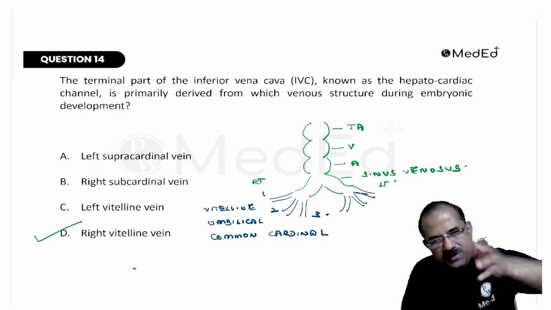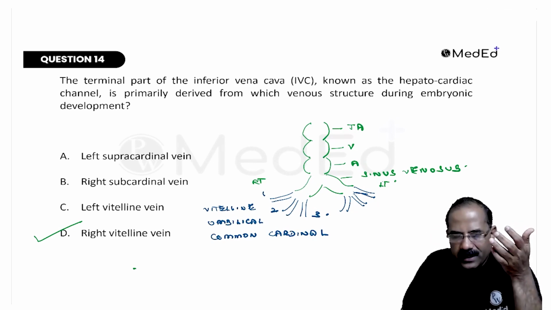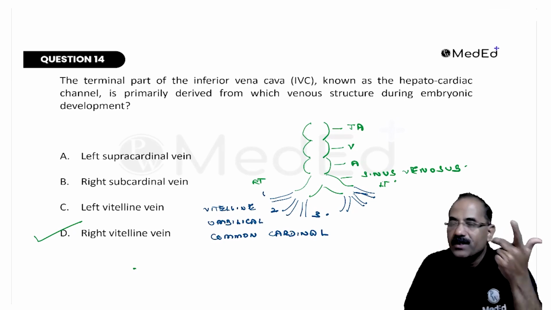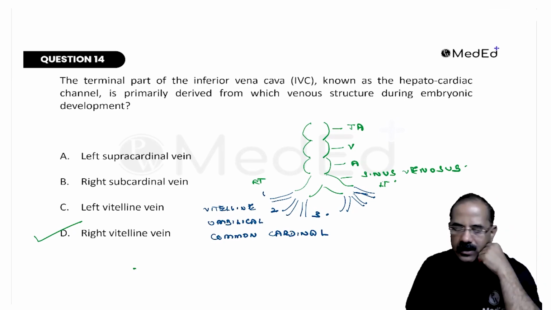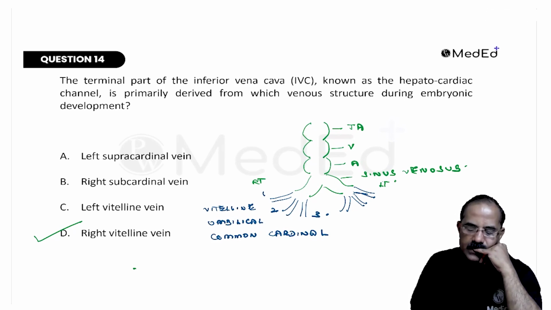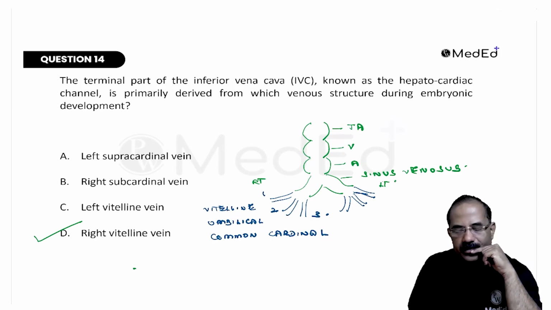This also comes as an MCQ. ये भी MCQ है. So there are 3 veins which open in the sinus venosus. One is the vitelline vein, second one is the umbilical vein, and the third one is common cardinal vein. Perfect है? ठीक है बच्चों?